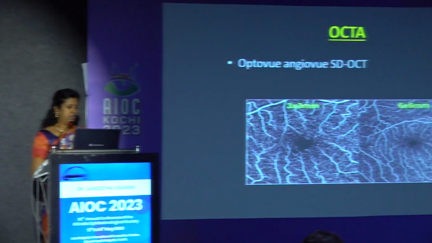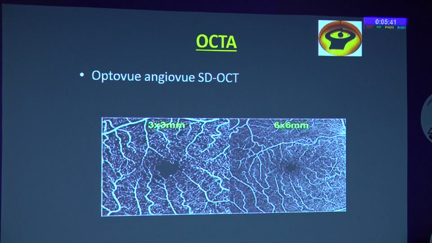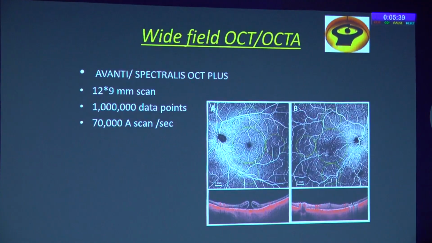For the past 2 decades, we have seen tremendous development in the field of posterior segment imaging, especially OCT, which started with time domain, now spectral, then the swept source and the OCTA. So the OCTA, when it was first new to us, came in the form of OptoVue AngioVue, which had a 3 by 3 mm slab and a 6 by 6 mm slab.